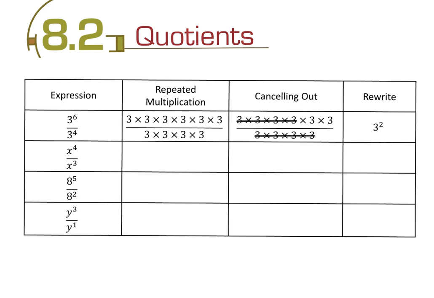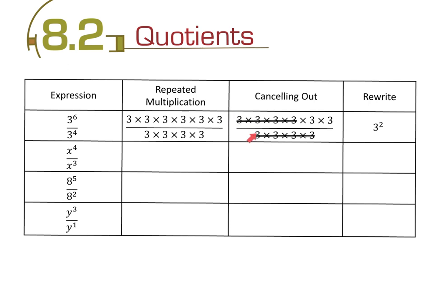All right, so quotients are fun because they open you up to lots of different properties. The first property we're going to talk about is just basically dividing like bases, okay? Dividing like bases. And so we have right here 3 to the 6th over 3 to the 4th. If I were to write that out, I would have 6 3s up here, 4 3s down here. When you divide, you can cancel 1 to 1, okay?